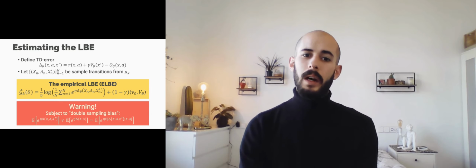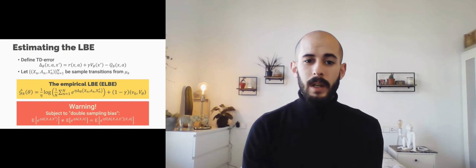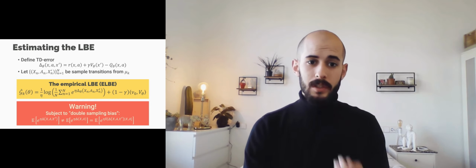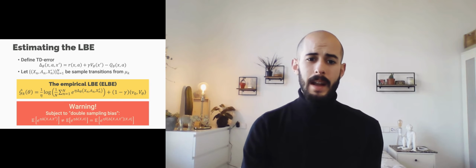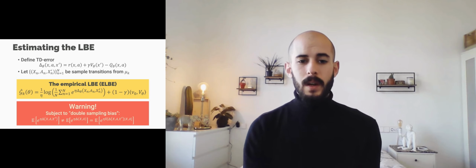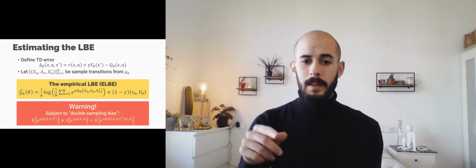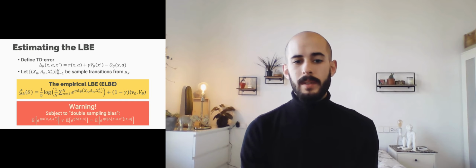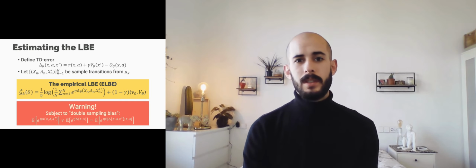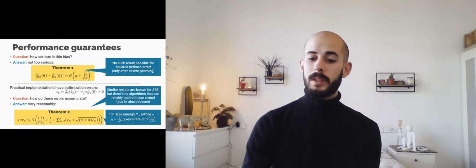In the yellow box, we have the empirical logistic Bellman error, ELVE, and we see that it's like the LVE, but we have substituted one of the expectations by an average over sample transitions, and the Bellman error by the TD error. The problem here, as it's set in this warning box, is that we have bias. So this estimator is a biased estimator, and this is because the Bellman error has an expectation inside, and as we know, the expectation of an exponential is not the same as the exponential of the expectation. That's where the bias comes from. The good news is that we have a way of controlling this bias, which we will see in the next slide.